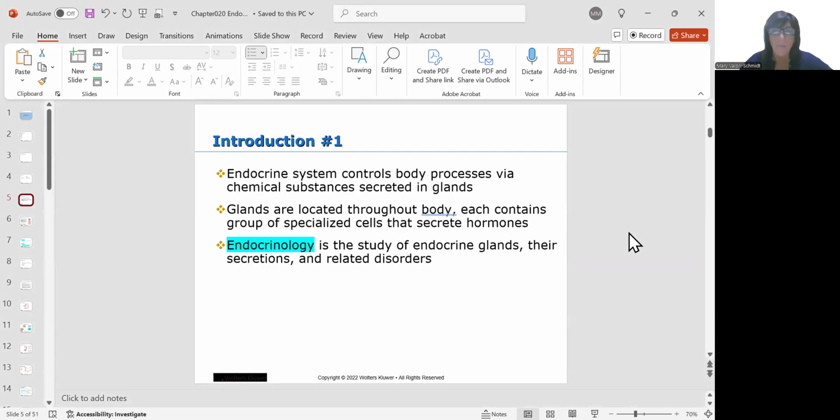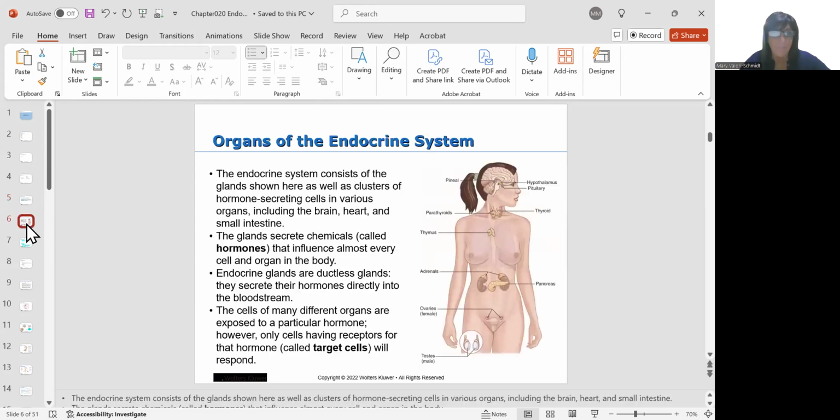What is the endocrine system? The endocrine system controls all the processes in the body, and it's all about hormones and chemicals. You have glands all through your body, and each of them contains specialized cells that secrete hormones. Endocrinology is the study of the endocrine glands and their secretions and disorders, etc.